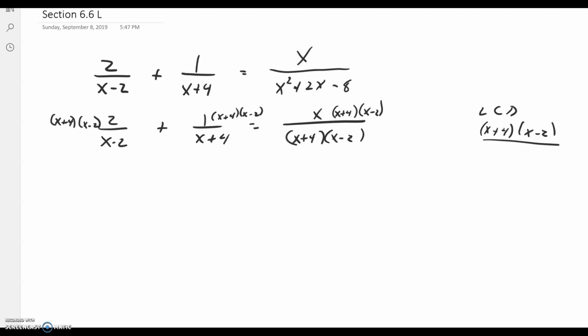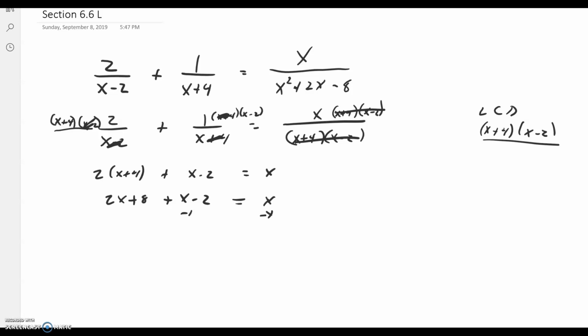So let's watch it do its job. This is supposed to be able to cancel this denominator. There they go. And we have 2 times x plus 4. Here they go. And we have 1 times x minus 2. Here, these guys go, and I like that side. It's just an x. Now distributing, we have 2x plus 8 plus x minus 2 equals x.